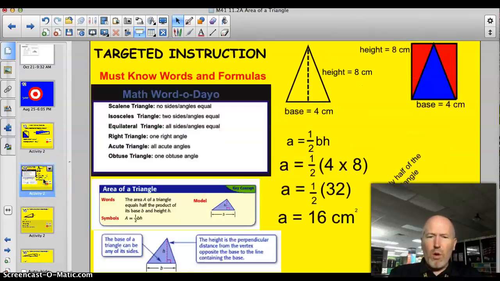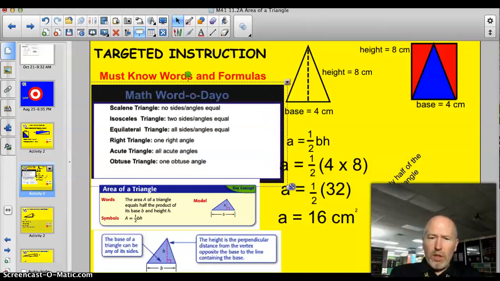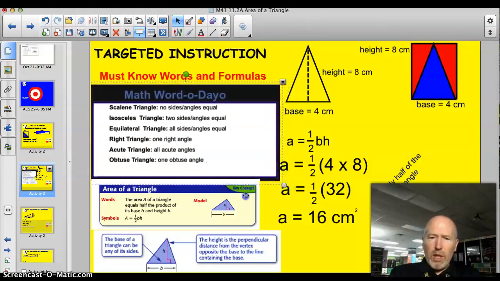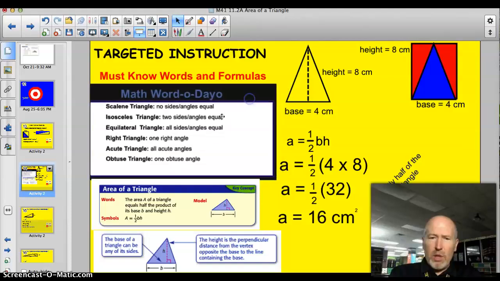Let's get to some words and formulas that you need to know. I put a review up here of just some words from your 5th grade that you really should know. Scalene triangle, no equal sides, no equal angles. Isosceles would be 2 sides and 2 angles are equal. Equilateral, all sides and angles are equal. A right triangle, 1 right angle. Acute, all acute angles. Remember, those are angles that are less than 90 degrees. And one obtuse angle, that would be one angle that is greater than 90.